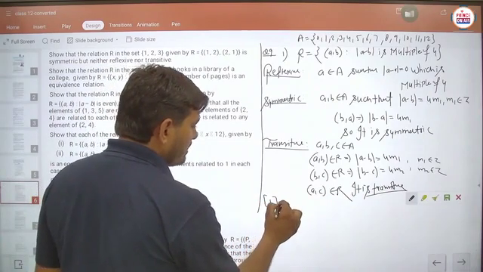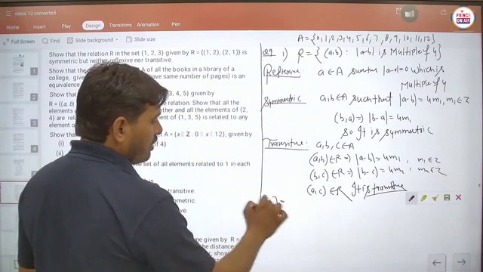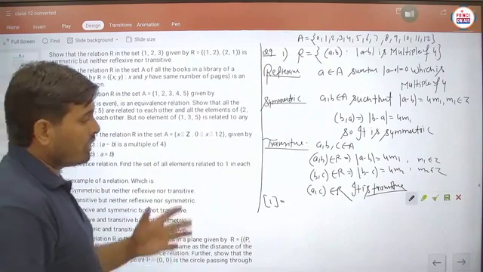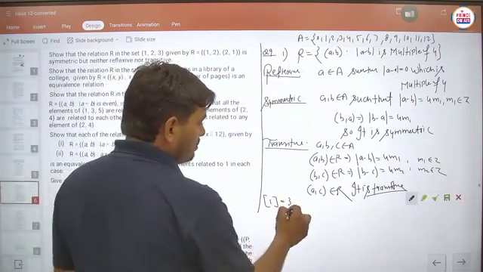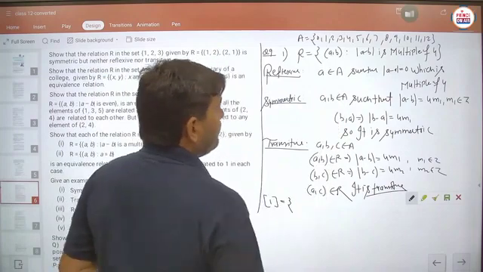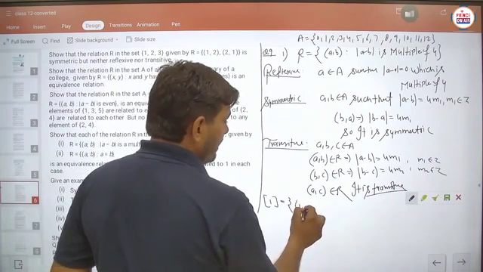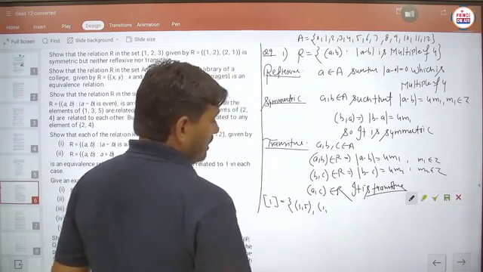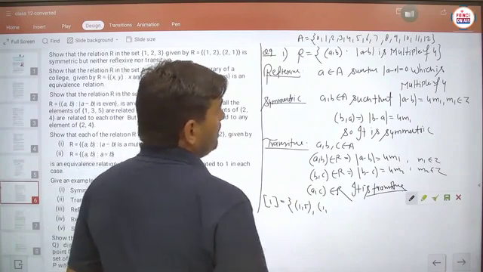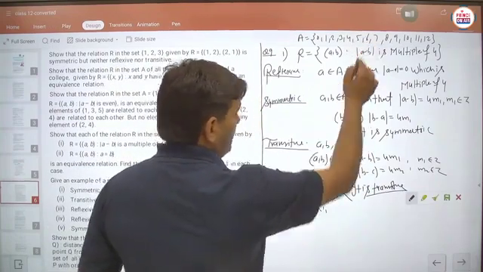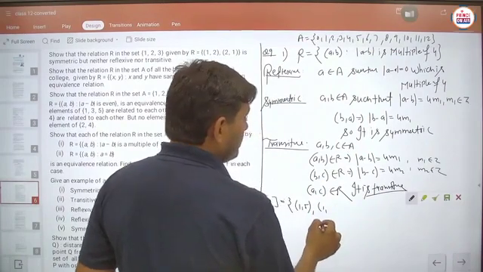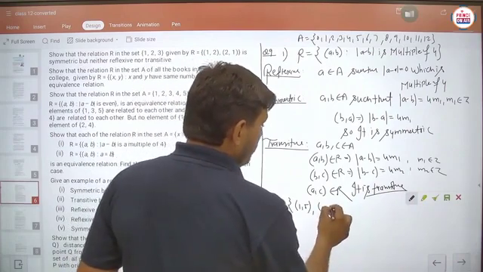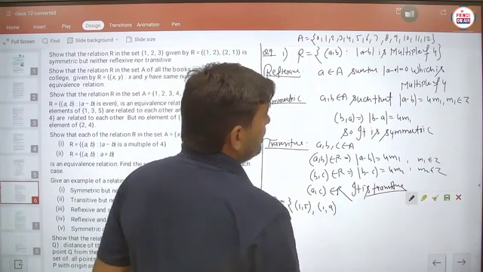The equivalence class is represented using a closed interval, because we have to write the set of all elements related to 1 in each case. So, the equivalence class of 1. Then you can write 1 comma 5. Then you can write 1 comma, 5 minus 1 will be 4. Then 1 comma, you can take 9 here, because the difference of 1 and 9 is 8. So 1 comma 9, and other classes we have to write.